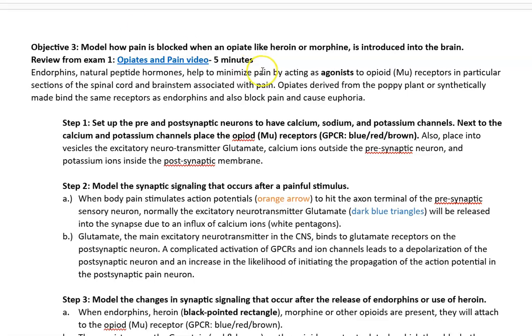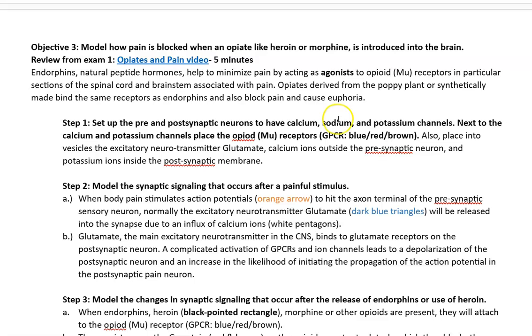So in the handout, the next thing in objective 3 is something we've actually already done. So modeling how pain is blocked when an opiate like heroin or morphine is introduced in the brain. So we reviewed this when we were talking about neural signaling. And what I'll do is on Canvas you'll see that this opiates and pain video is reposted.